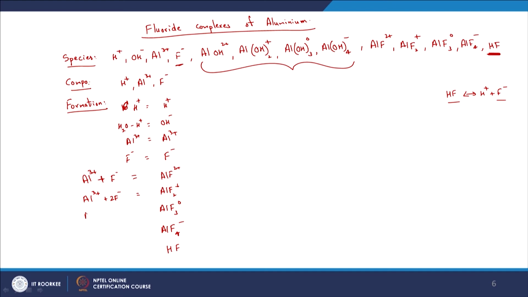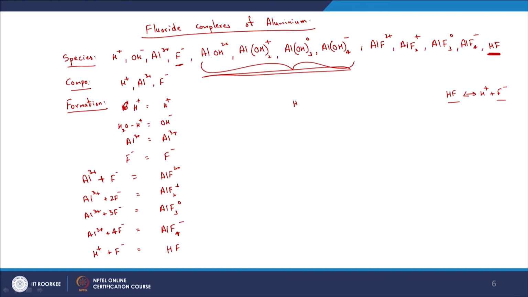Not really. So Al3 plus plus 3F minus is equal to AlF3 naught, and Al3 plus plus 4F minus is equal to AlF4 minus, and HF is H plus F minus. I'm not listing these 4 aluminum hydroxide species because we already looked at that earlier. Now I'm going to move on to writing my tableau.